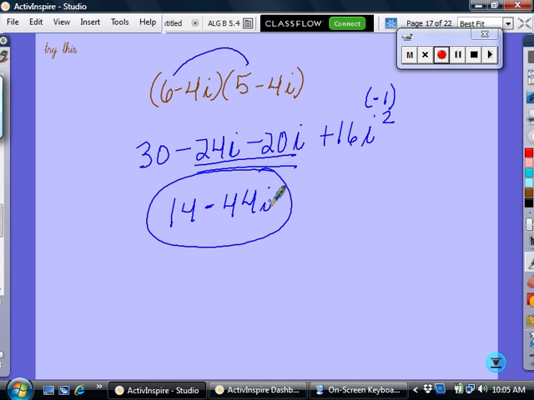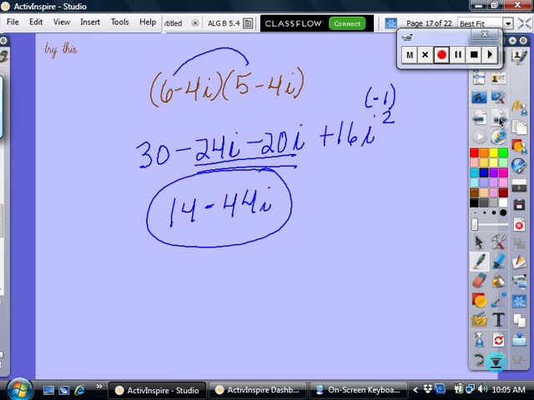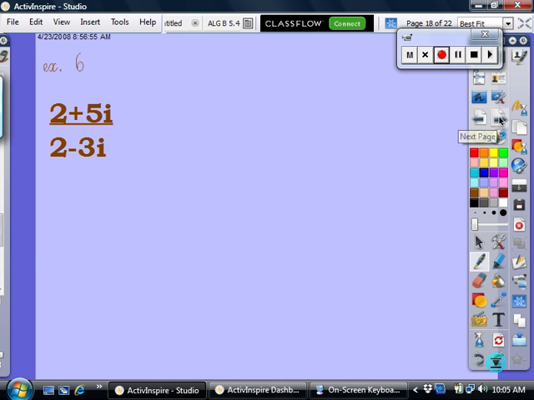So what do you think so far about adding and subtracting and multiplying? Not a big deal. I mean, basically it's the same simple math we already know how to do. We know how to combine like terms. We know how to use the FOIL method. All right, now let's talk about division.